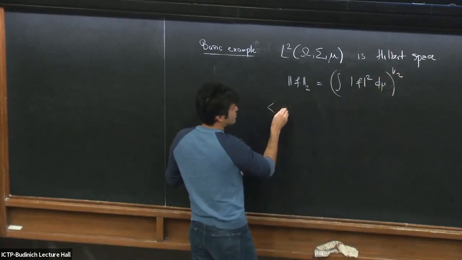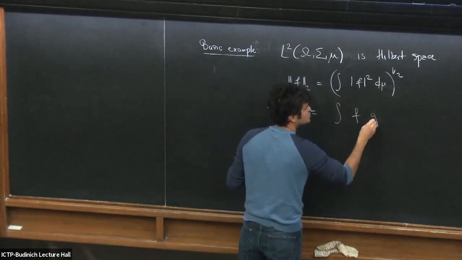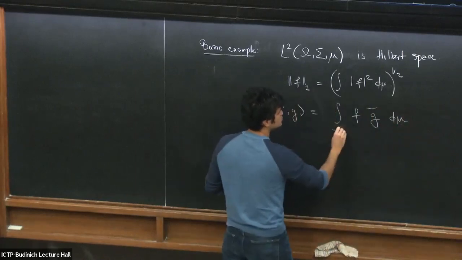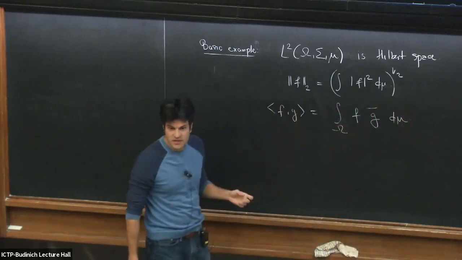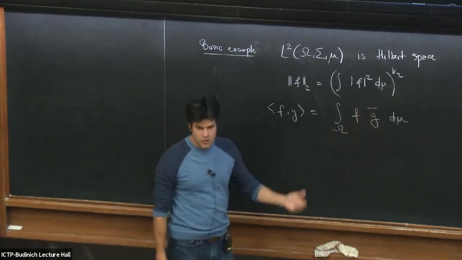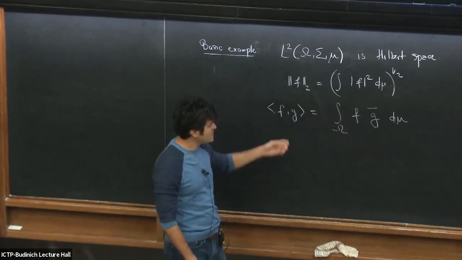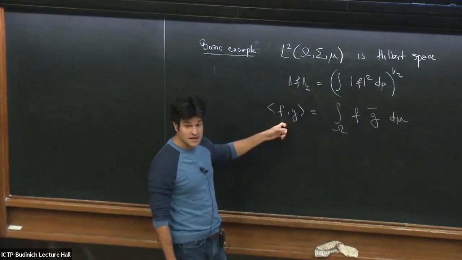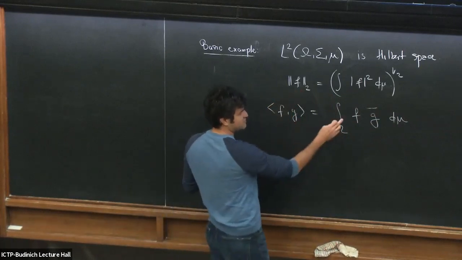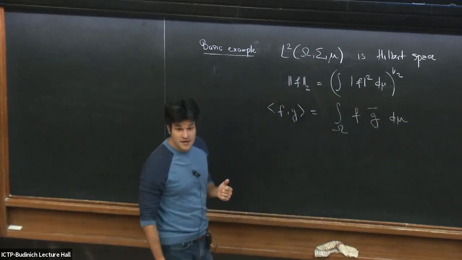Well, and then the inner product would be just the integral of f times g bar, if you're working with complex valued functions. So this would be your inner product of f and g. If you are working with real valued functions, you don't even have to put g bar there. This would be the inner product that generates this norm. You realize when you put g equals f, the inner product of f with f gives exactly this for the norm.